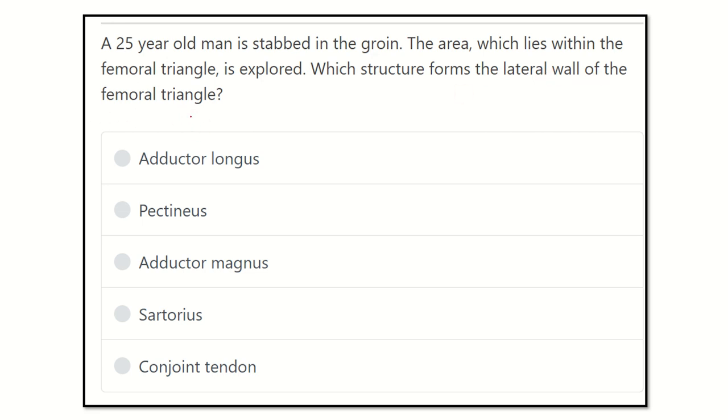So first of all, we have to find out the key point from the question, that they want to know about the lateral wall of the femoral triangle, and the man was stabbed in the groin in the femoral triangle area. So first of all, we have to find out the femoral triangle, then the boundary and different content which lies in the femoral triangle.